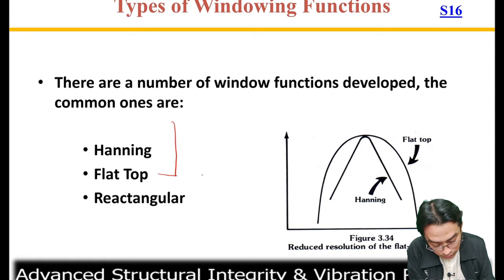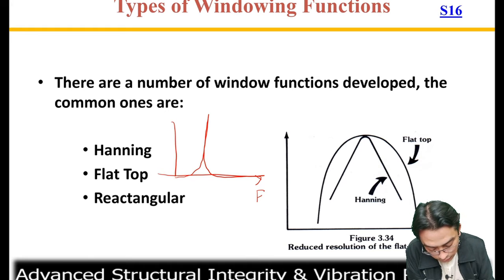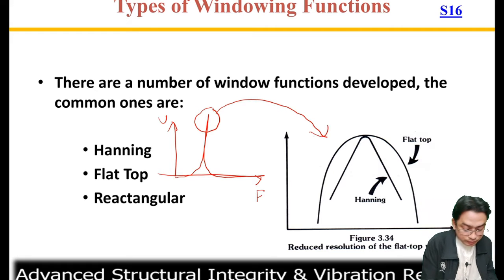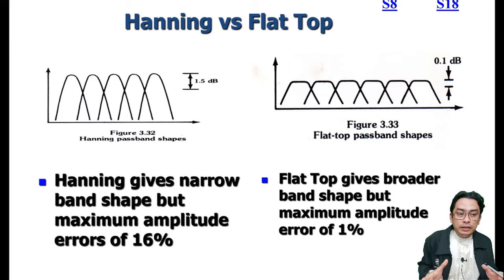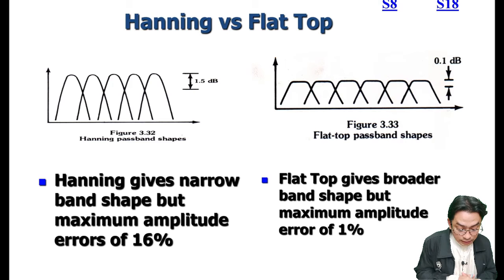So let's say we have something like this. This is the frequency and this is the voltage. So this area here, now this one. For the flat top, it will show you a flat signal. For the Hanning, it will show a sharp top. So this is another comparison between 2 windowing functions. For the Hanning, you can see that it's more sharp. Okay, for the flat top, it will give a flat top, but this difference depends on pros and cons.